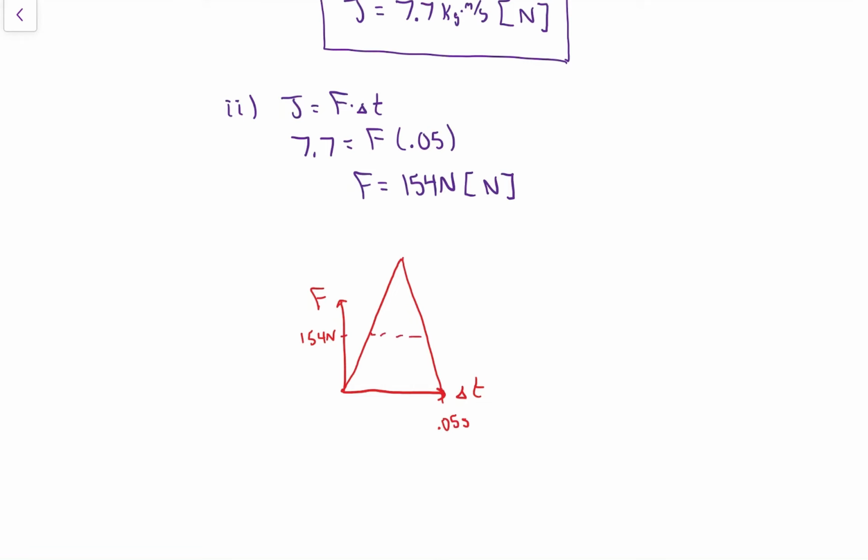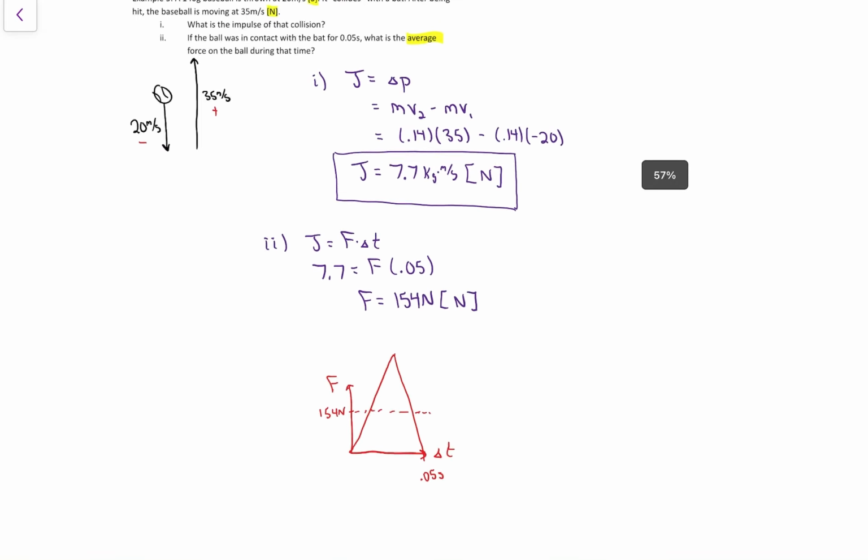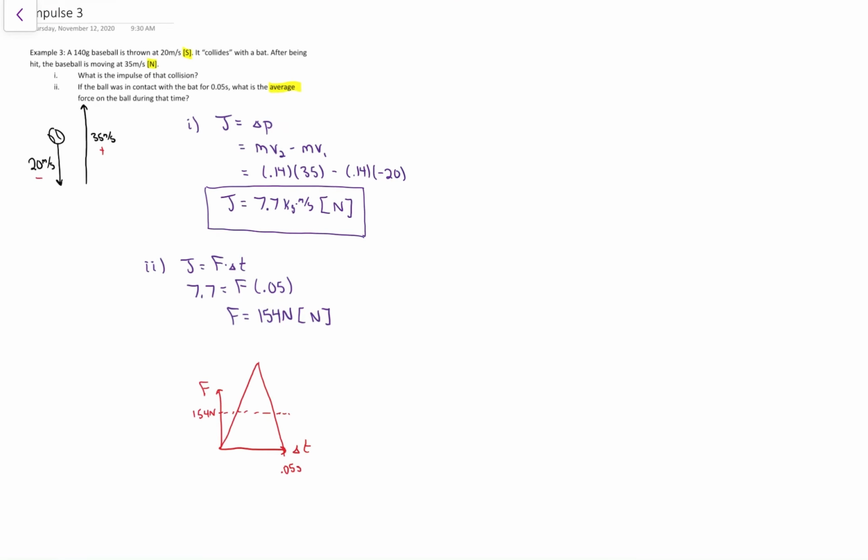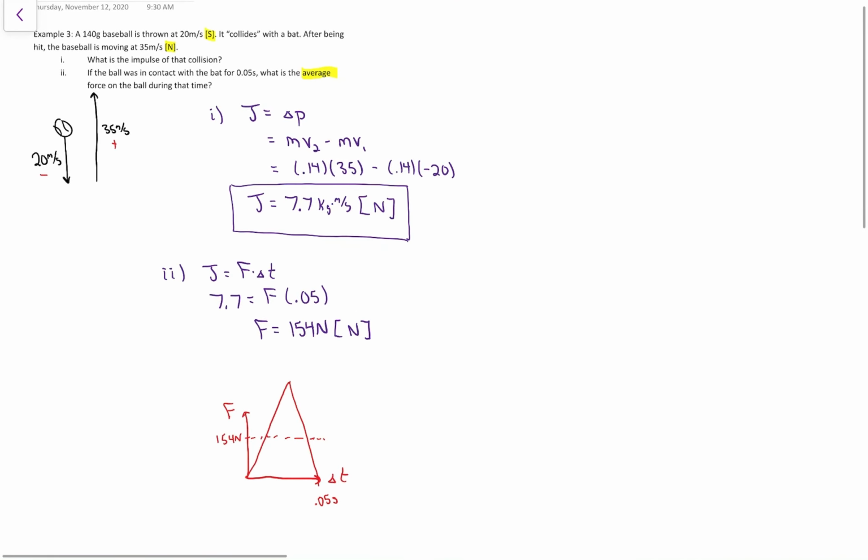The average would be 154. It probably exerts a larger force than 154 for a chunk of time, but if we average out when it was under the 154 compared to when the force was bigger than 154, it would be equivalent to a force of 154 acting for the whole 0.05 seconds. So I've got to be a little bit careful and use the word average to describe the force. The force would probably peak much bigger than that and have times where it was lower than that as well.